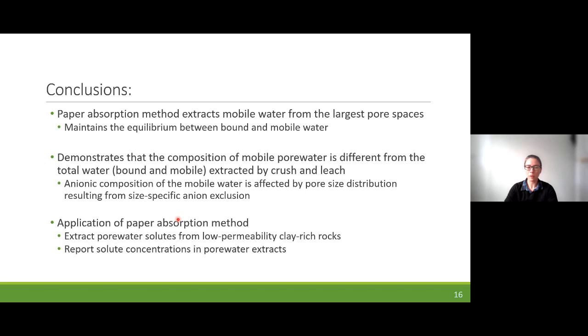We've also applied the paper absorption method to extract solutes from these low permeability clay-rich rocks and have been able to report solute concentrations in pore waters extracted with this method and compare them to those extracted with different methods.